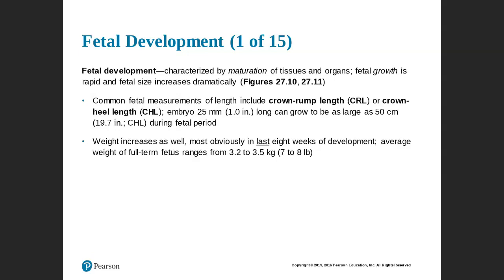The average weight of a full-term fetus usually ranges from 3.2 to 3.5 kilograms. At 2.2 pounds per kilogram, so 2.2 times 3.2 would be about 7, and 2.2 times 3.5 would be about 8, so that'd be about 7 to 8 pounds.